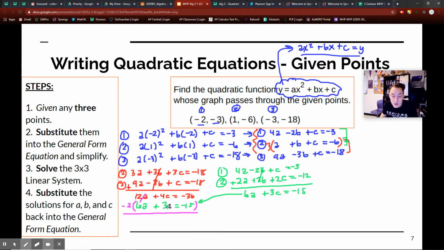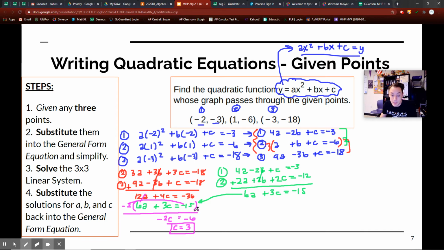Negative 2 times 3 is negative 6, so this will become negative 2c. Okay? And then negative 2 times negative 15 is 30, and then this is just going to be minus 6. So again, this right here times that, 30, negative 36 plus 30 is going to be negative 6. I divide, so that means c equals 3.